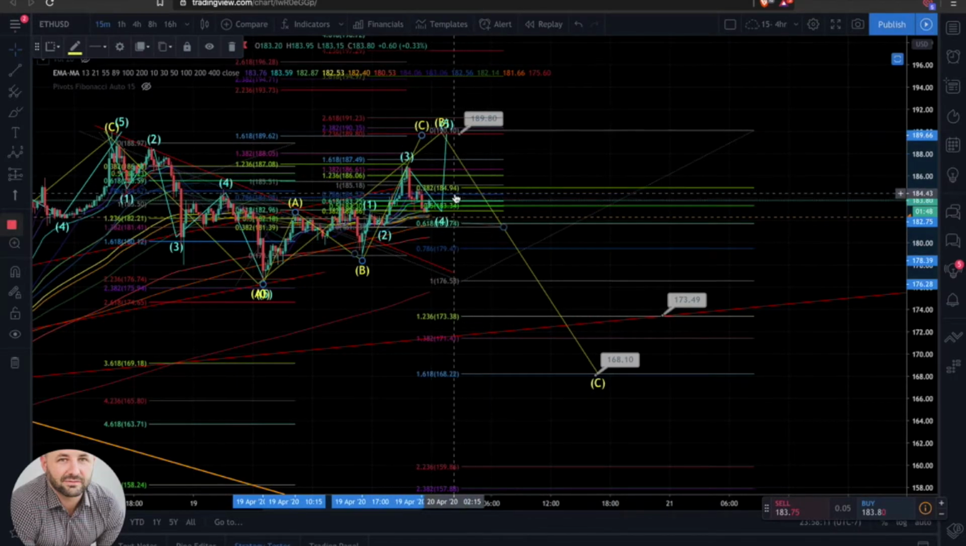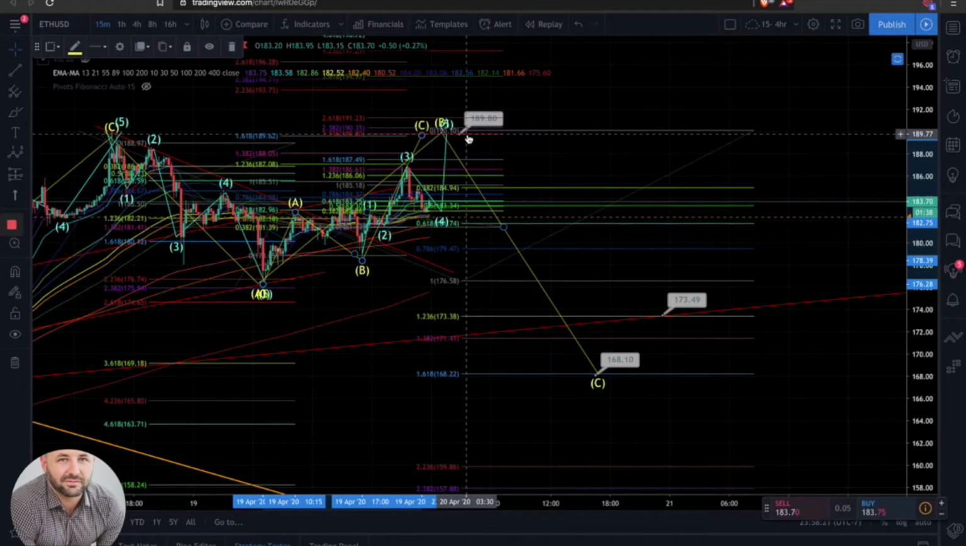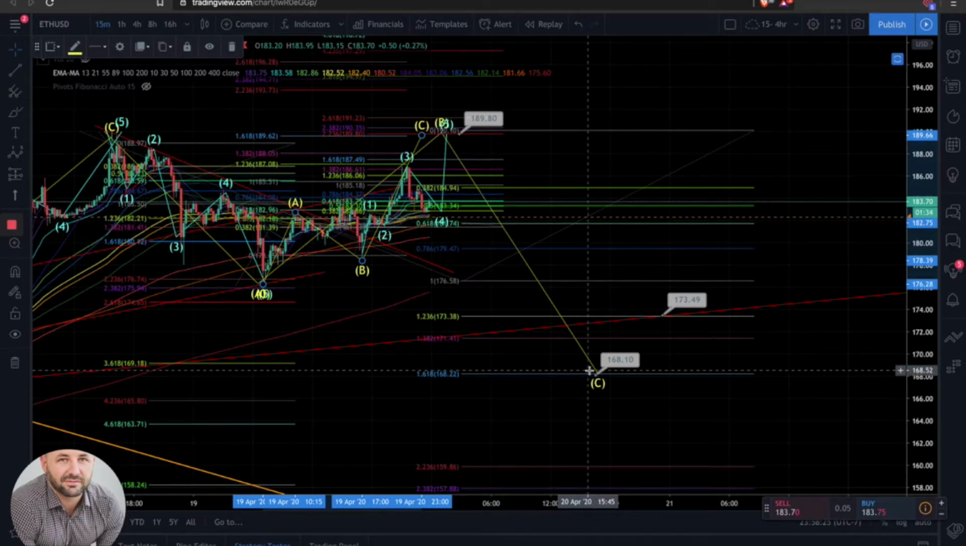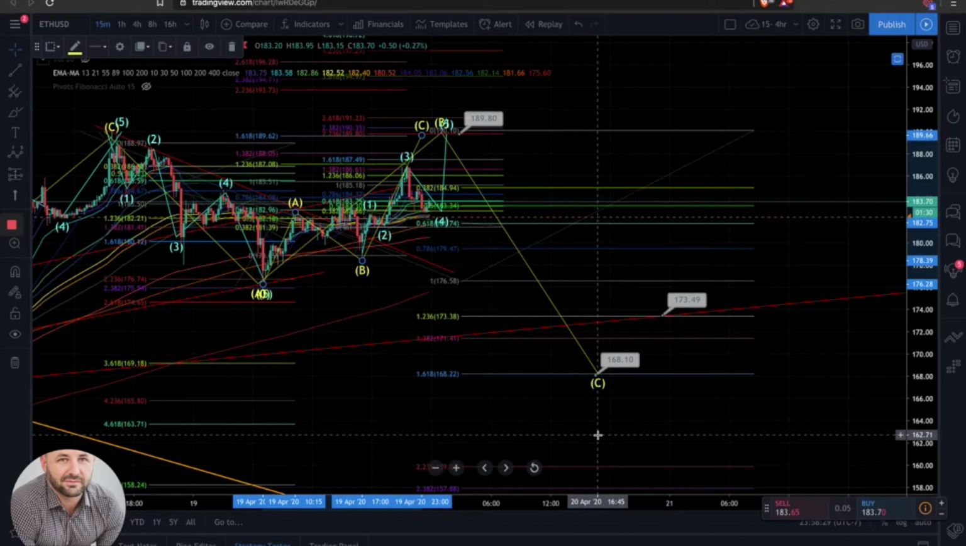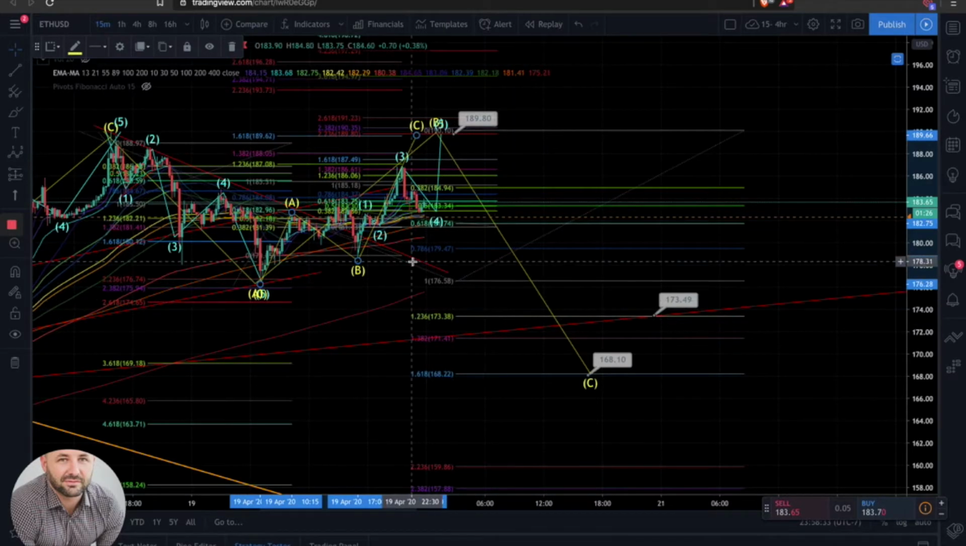So as of right now, that is still what I'm looking for, to have another 5-wave move up to come back into the 189, 190 territory, and then looking for a double top rejection and then start a 5-wave move down to either have the C wave or start at the wave 3 of an impulsive wave down. So that's what I'm looking at, guys.